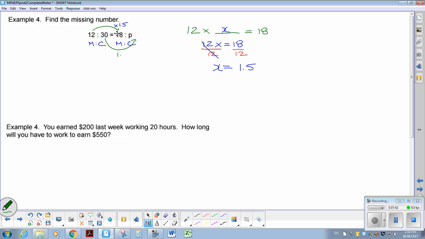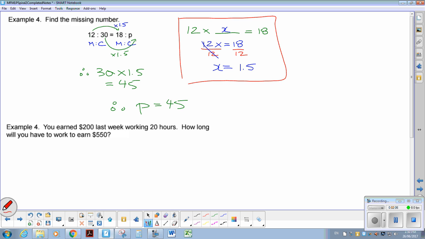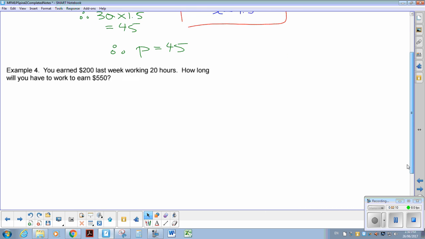So that means you'll have to increase your Cheerios by 1.5. Therefore, 30 times 1.5 is how much you're going to need, and that gives you 45. So therefore, P equals 45. All right? So even with decimals, you just have to set up your own little equation or ratio to figure it out. All right, last question.